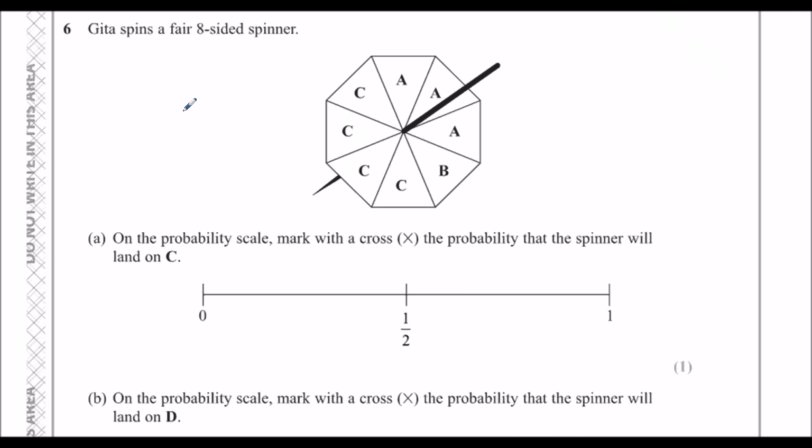Question 6. Geeta spins a fair 8-sided spinner. On the probability scale, mark with a cross the probability that it will land on C. So we've got 4 C's out of 8 in total. That's half. So the probability of a C is a half.